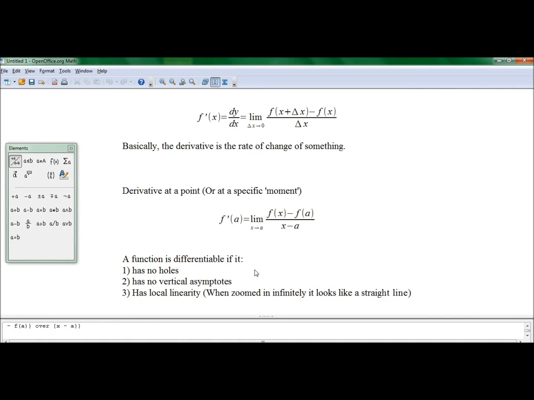You should also be able to tell if a function is differentiable, and you can usually tell, within the specific domain that you're looking at, if it has no holes, no vertical asymptotes, and if it has local linearity.